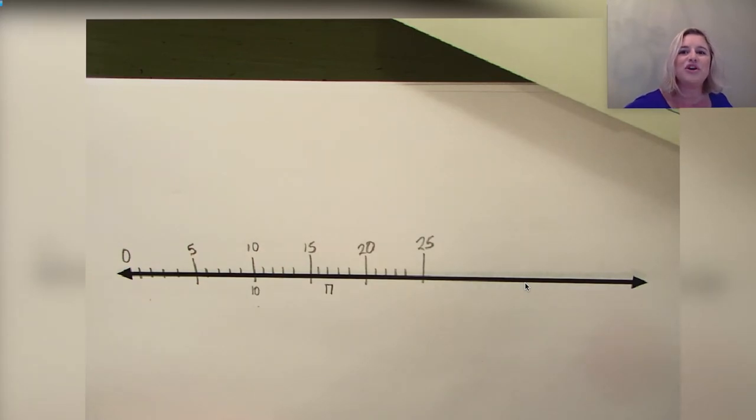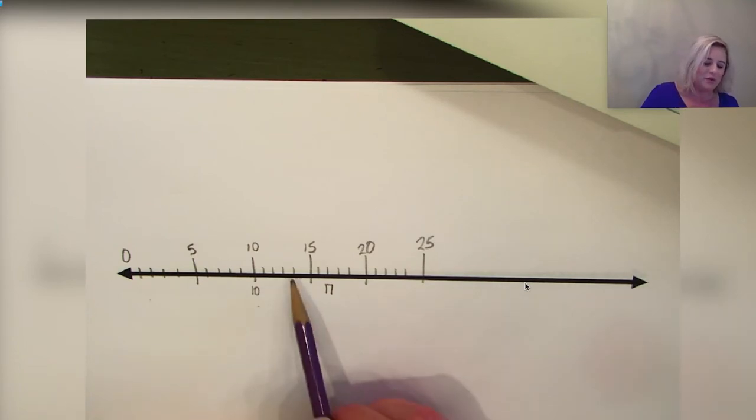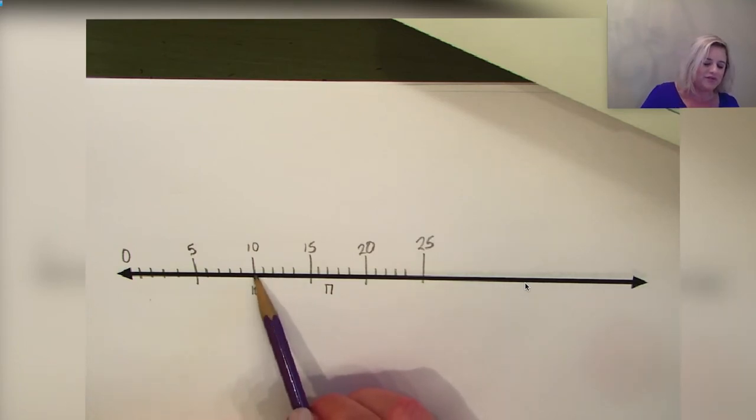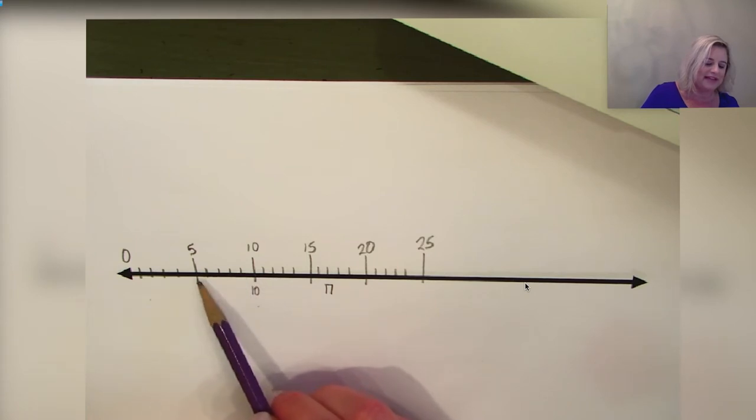Now this time we'll start at the number 15, and then I'm going to count to the left 10 spaces. Counting to the left would just be like we are subtracting on our number line. Now, I'm going to start at 15, and I'm going to count down 10. 1, 2, 3, 4, 5, 6, 7, 8, 9, 10.